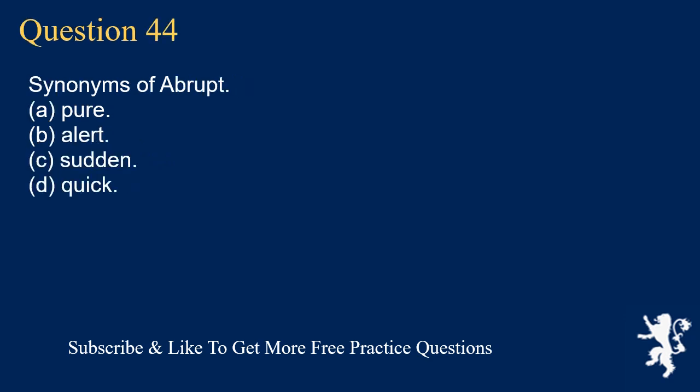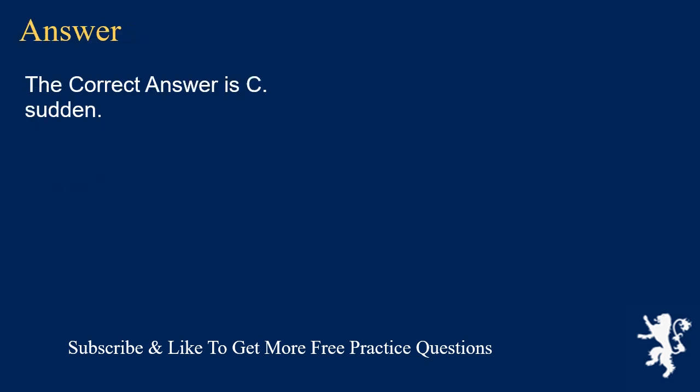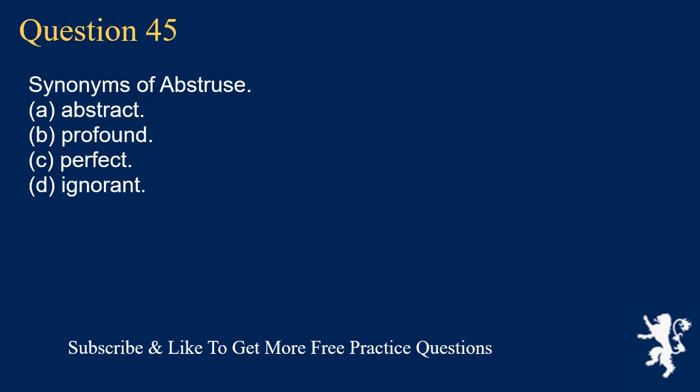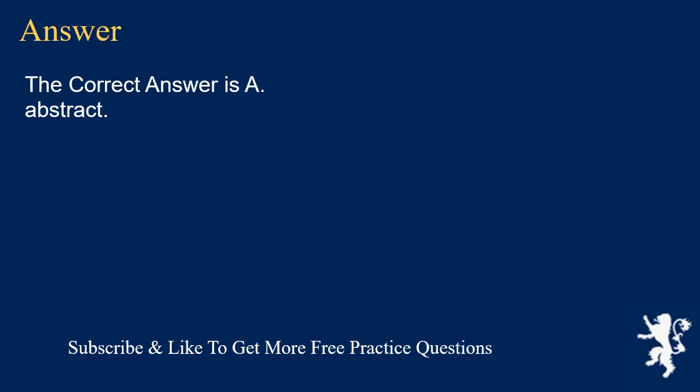Empathy. Question 44. Synonyms of abrupt. A. Pure. B. Alert. C. Sudden. D. Quick. The correct answer is C. Sudden. Question 45. Synonyms of abstruse. A. Abstract. B. Profound. C. Perfect. D. Ignorant. The correct answer is A.